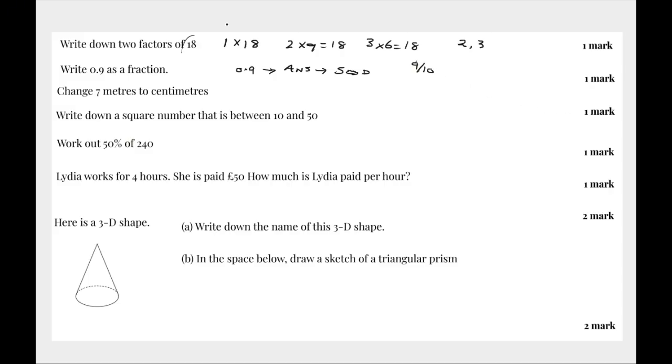And that's 1 mark. Change 7 meters to centimeters. So 1 meter equals 100 centimeters. So you do need to know these. Your calculator's not going to tell you that. So 1 meter equals 100 centimeters. And we've got 7 meters. So all we're going to do is 7 times 100 equals 700 centimeters. And that's 1 mark.